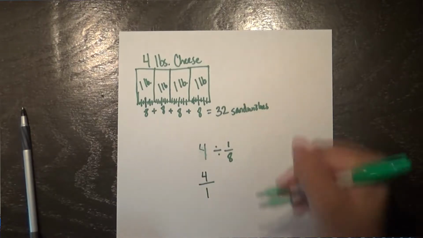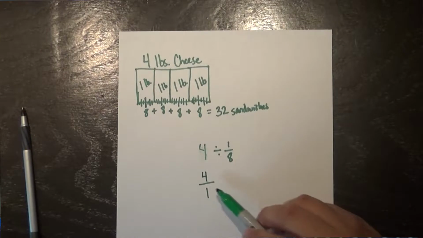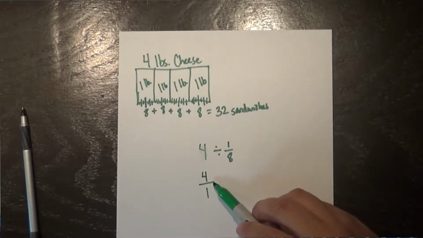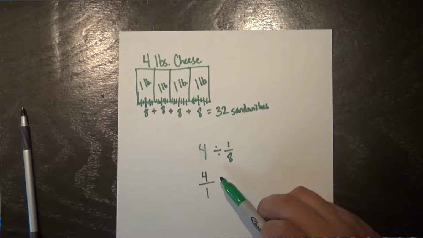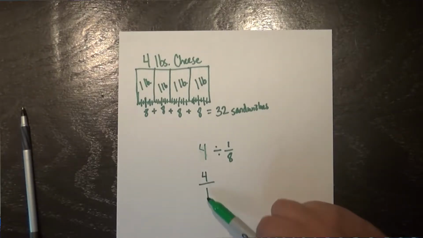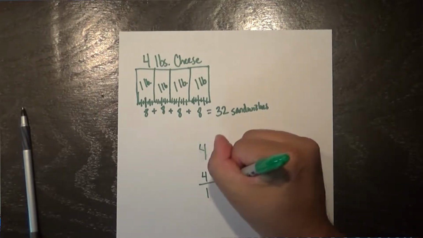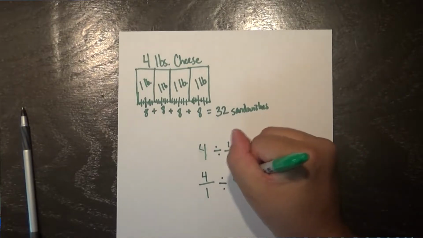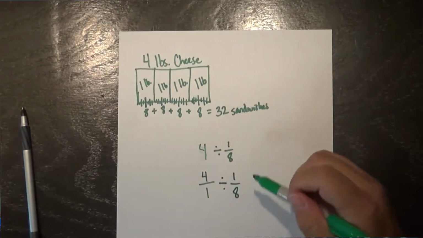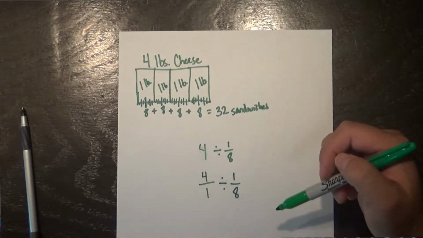4 is really 4 over 1. Okay, 4 over 1 is an improper fraction. 4 is higher than 1, it's bigger than 1, it's larger than 1. And if we were to figure that out, we know that 1 would go into 4 times. That makes the whole number 4. So we'll make that an improper fraction just so that we're playing with the same types of things here, fractions. So we have 1 fraction divided by another fraction.